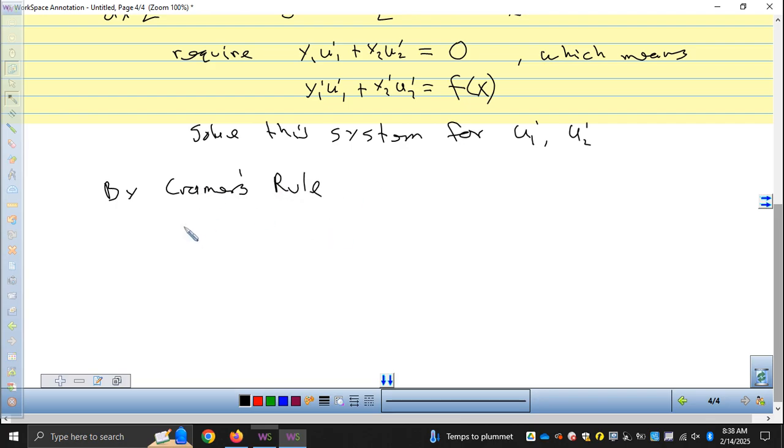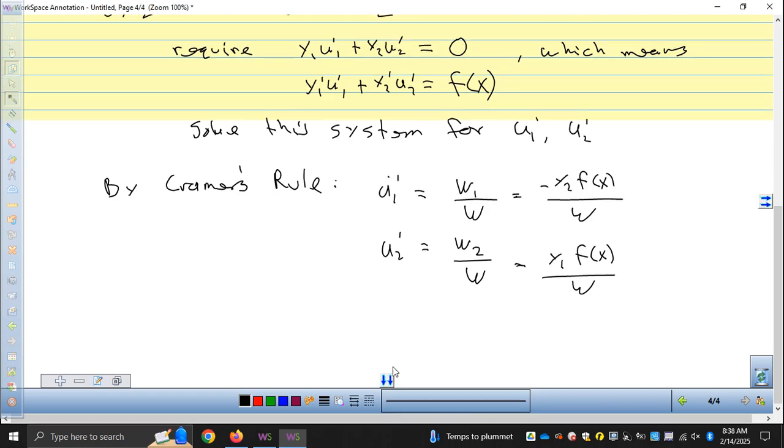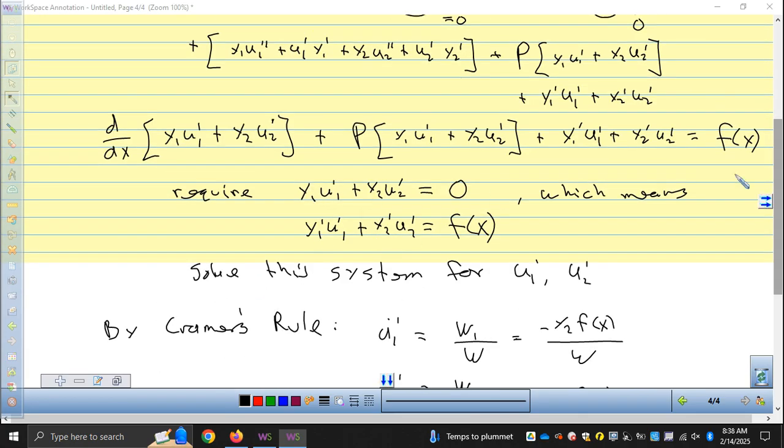I don't think Cramer was French. We have U1 prime equals, I'm going to write it this way, W1 over W, which is also minus Y2 times f of x over W. And U2 prime is W2 over W, which is Y1 f of x over W, where W is the Wronskian, that is the determinant of the coefficients.